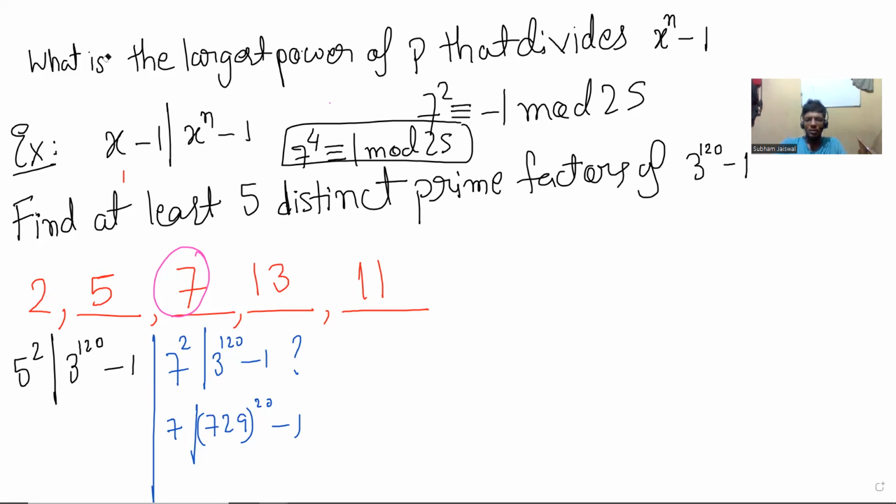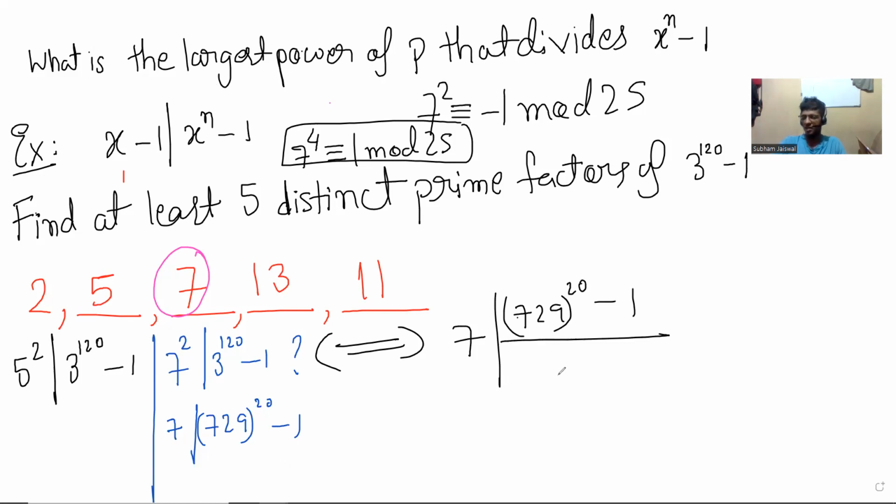Now, the advantage of this is that if you want to ask whether 7 square divides it or not, that is the same question as whether 7 divides 729 to the power 20, not 120, 20, right? So basically you remove that one factor which you observe, that 729 minus 1, and you ask this question. Yeah? Now, this question is much easier to answer. Why is it much easier to answer?